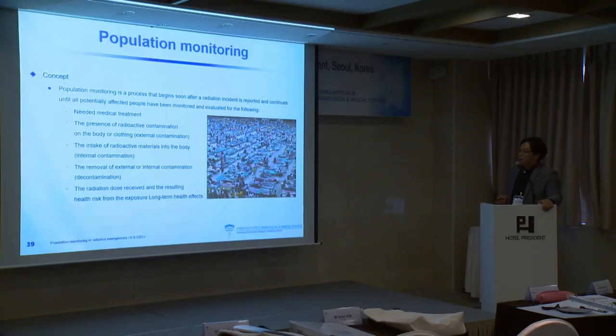And in this figure, we can guess this is a very common situation. We can focus on the radiation disaster. So the US CDC has proposed population monitoring. Population monitoring is monitoring the people and evaluating their internal or external contamination. So we can take additional actions like medical treatment, decontamination, and long-term follow-up of health effects in response to the accident.